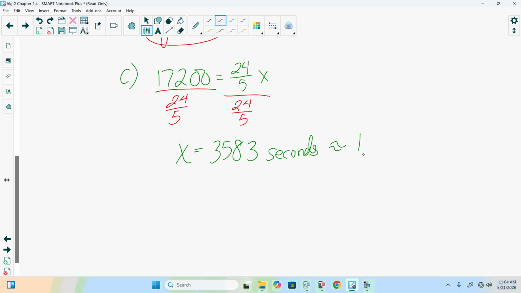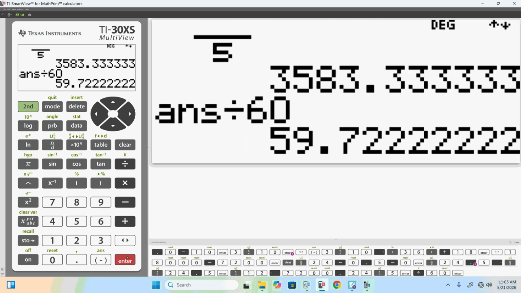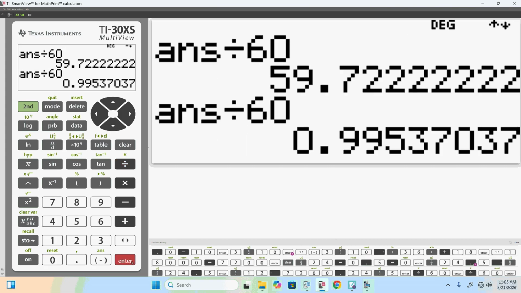This is just under 1 hour. 60 seconds in a minute, 60 minutes in an hour. So if I divided that by 60, we would say it would take 59.72 minutes. Divided by 60 again, it takes 0.99537 hours. Not even an hour. That is stupid fast, yes? Because it takes about an hour 20, hour 30 to get to Tulsa, so we're looking at a little over 100 miles.